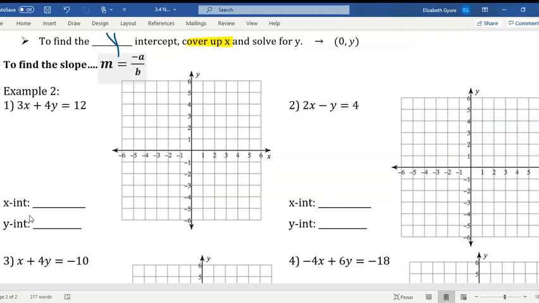Doesn't 3 go into 12? Doesn't 4 go into 12? This means this is a really nice problem to do the cover-up method with. So here's what we're going to do. We're going to find our x-intercept. Now to find x, we're going to cover up y.